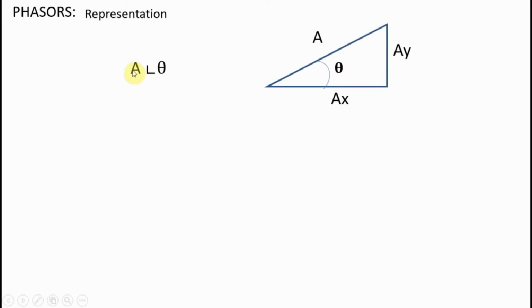You'll notice that A here is the hypotenuse and our theta here is the angle. And you know that this A, which is the hypotenuse, has components: the vertical component, AY, and the horizontal component, AX. Knowing AX and AY would enable us to get the vector in its polar form. So we can write this vector, AX and AY, into this form.